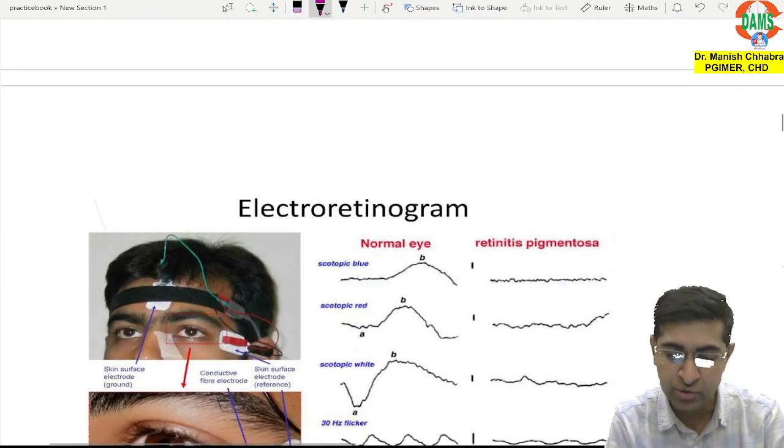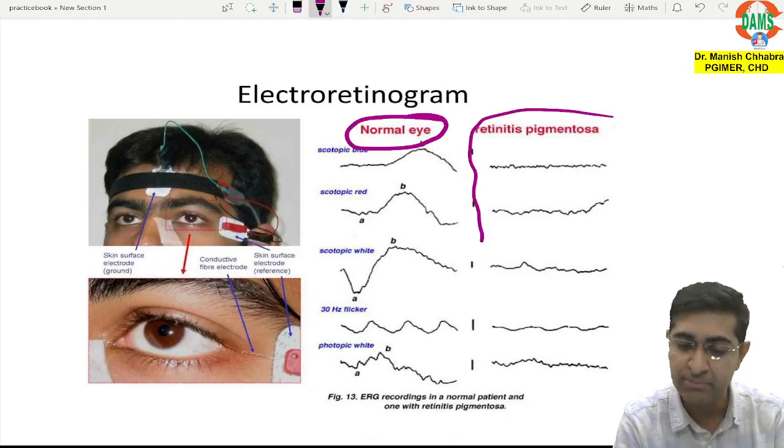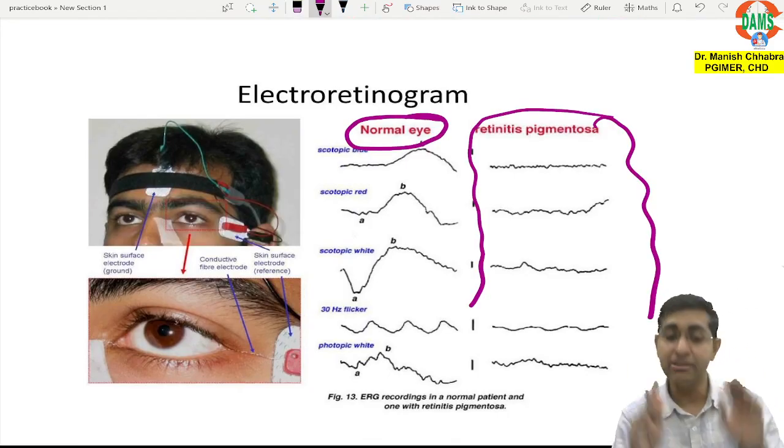So here in the image you can appreciate that this is that of the normal eye, but that of retinitis pigmentosa, the waveforms are very much reduced.